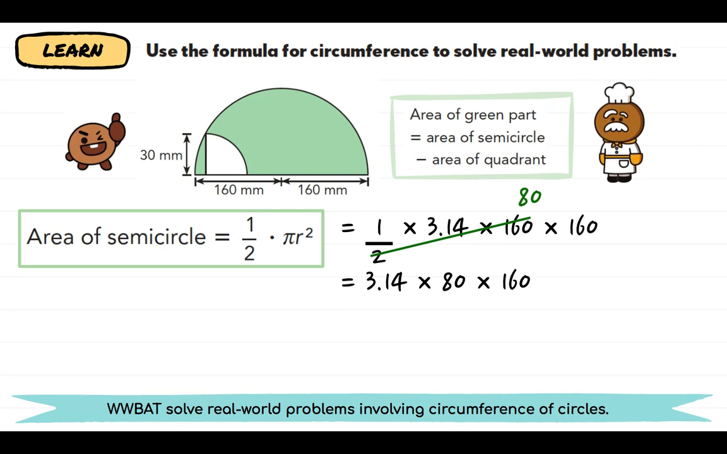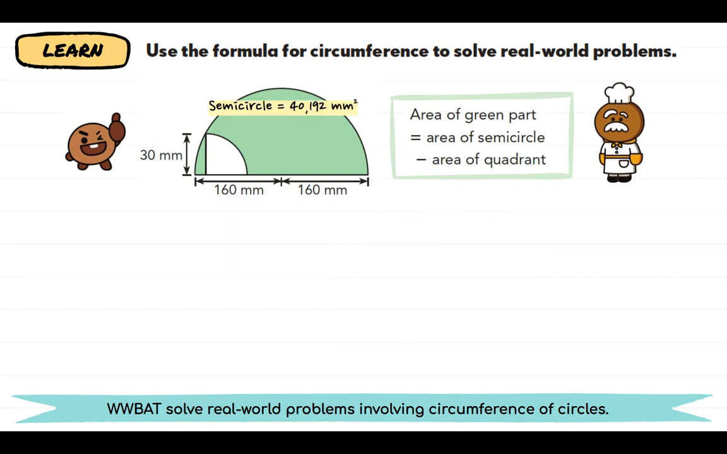Take out the calculator and plug in 3.14 times 80 times 160, and I will get 40,192 square millimeters. You can pause the video now and try it for yourself and see if you get the same answer as me or not.